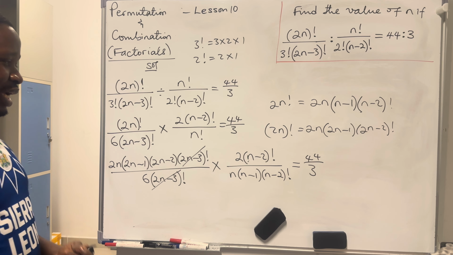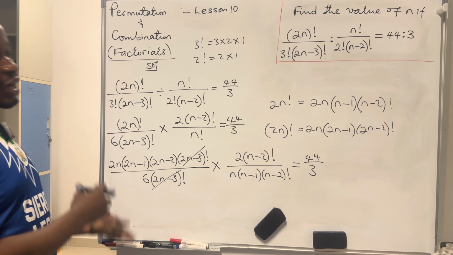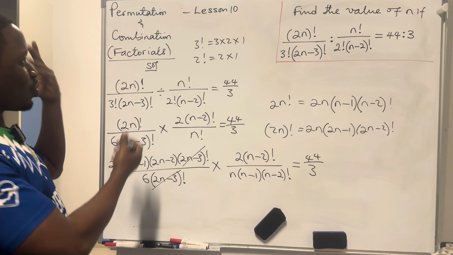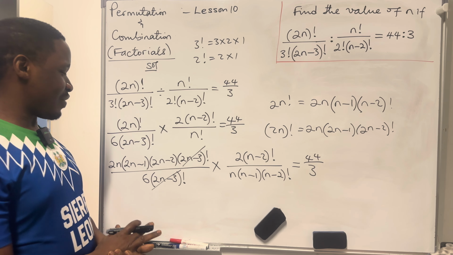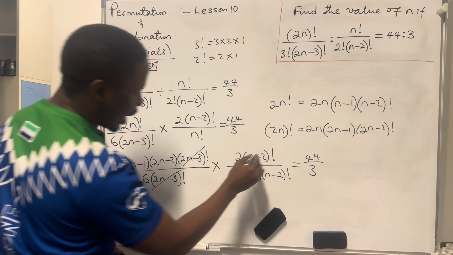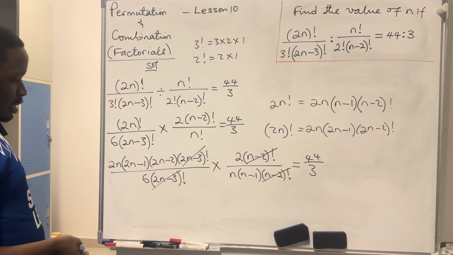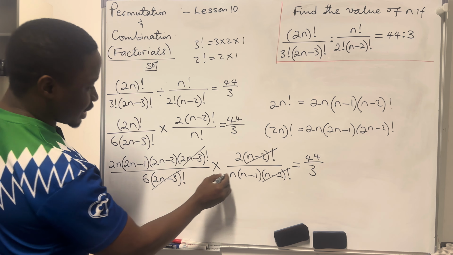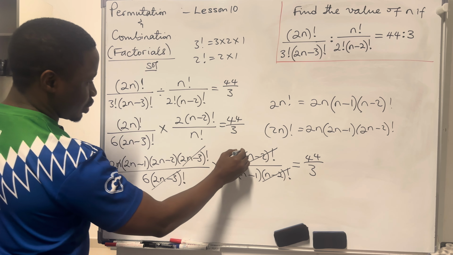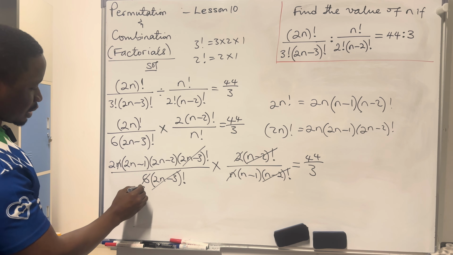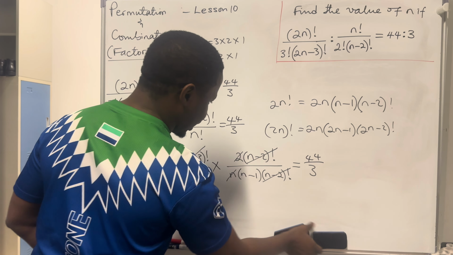You have to be very much attentive. So I advise, if you are a beginner to factorials, go through this topic until you get to lesson 10. You'll be able to understand it very, very well. So n minus 2 factorial takes away n minus 2 factorial. Single n takes away single n. This 2 into this is 3. Okay, so what is next now?